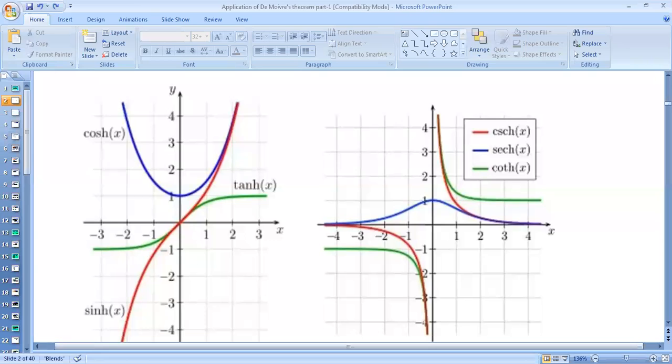Now if we replace theta by z, it transforms to cos z equals e to the power iz plus e to the power minus iz divided by 2, and sin z equals e to the power iz minus e to the power minus iz divided by twice i. Just replacing the angle theta by z. Now similarly hyperbolic functions: sin hyperbolic x equals e to the power x minus e to the power minus x divided by 2. But observe that in the hyperbolic function, the imaginary number i is absent.